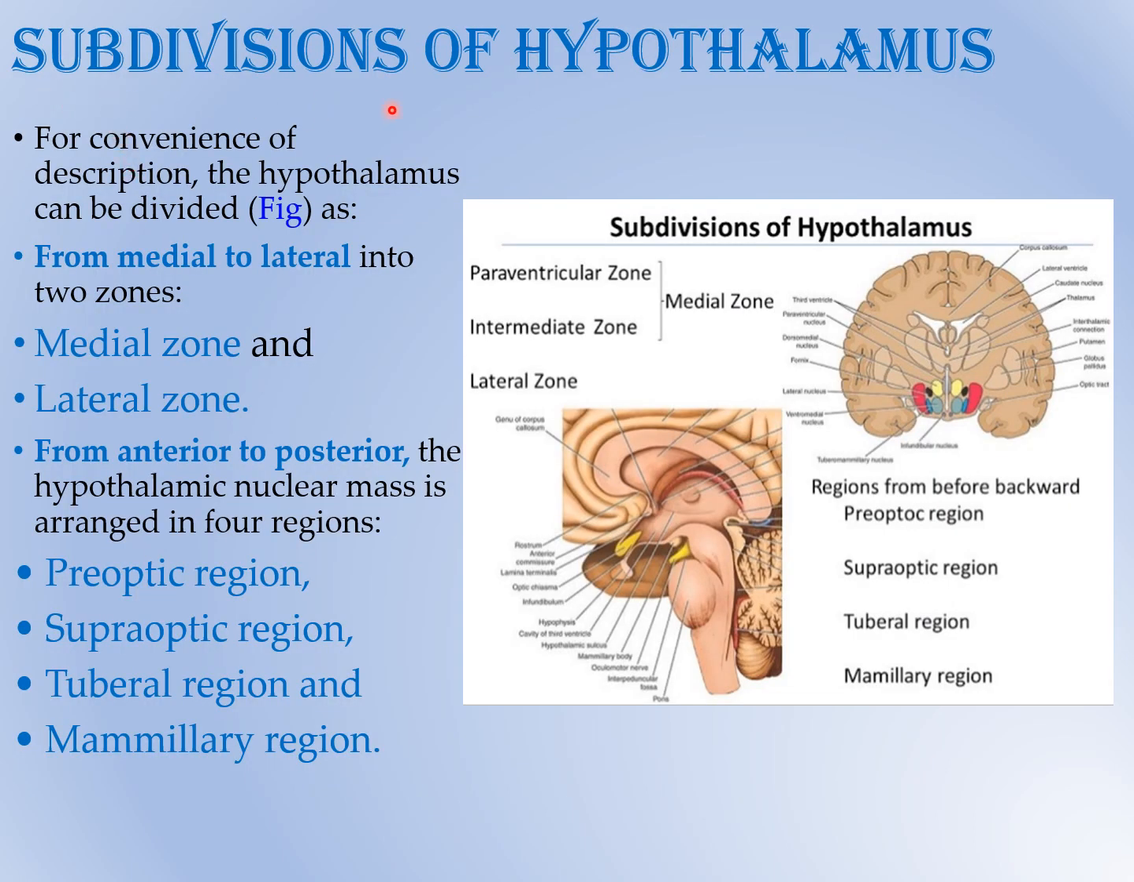Now subdivision of hypothalamus. For convenience of the description, the hypothalamus can be divided from medial to lateral into two zones, medial zone and lateral zone. From anterior to posterior, the hypothalamic nuclear mass is arranged in four regions: preoptic region, then supraoptic region, tuberal region and mammillary region. So here this one is a preoptic, supraoptic and tuberal region and mammillary region and medial zone. Okay.